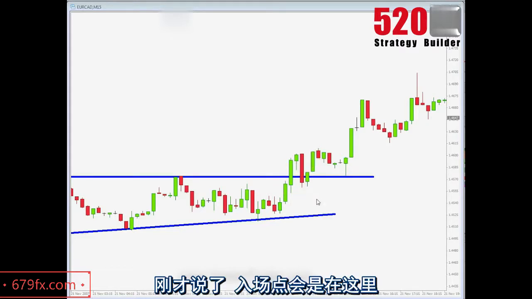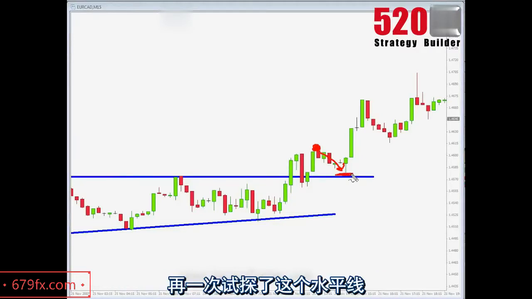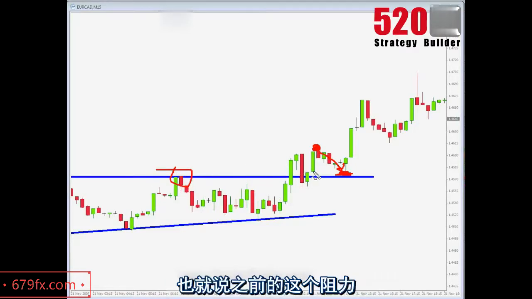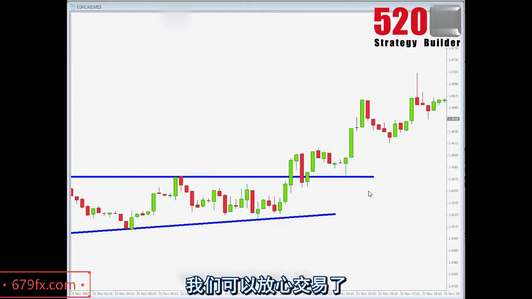Anyway, like I was saying, the entry price would have been right there. Price after that, in fact, retraces once again, and it found support once again at this level. That means that this level was former resistance, now working as support. The setup is valid and we are good to go. As I was saying, our long entry is safe.